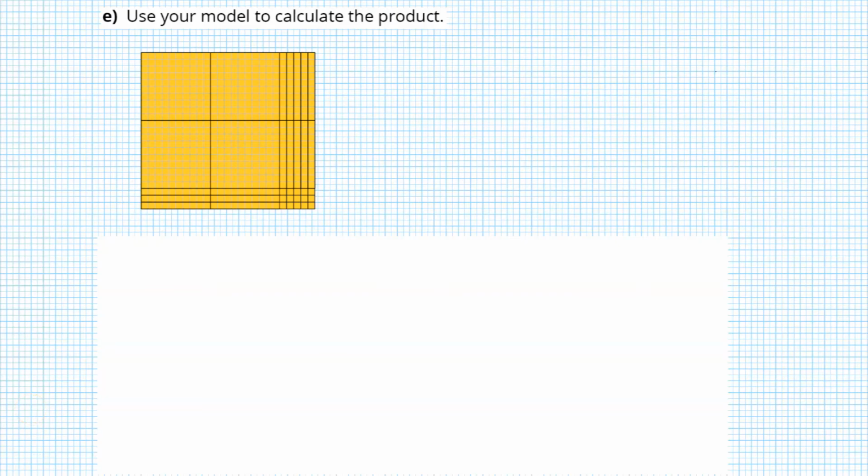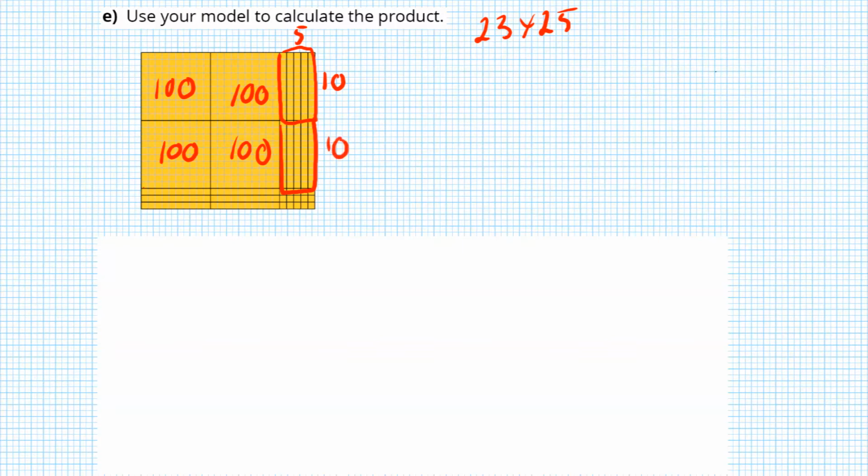We're asked to use our model to calculate the area, which is 23 by 25. So we identified this as being 25 across the top here. So we've got a 10 by 10 block here, which is 100, another 100, 100, and 100. Then here we have 5 rows by 10, so it's 5 by 10. Same thing here, another 5 by 10. And down here we have 10 by 10 and 3. So across the top we've got the 25, and here we've got the 23.